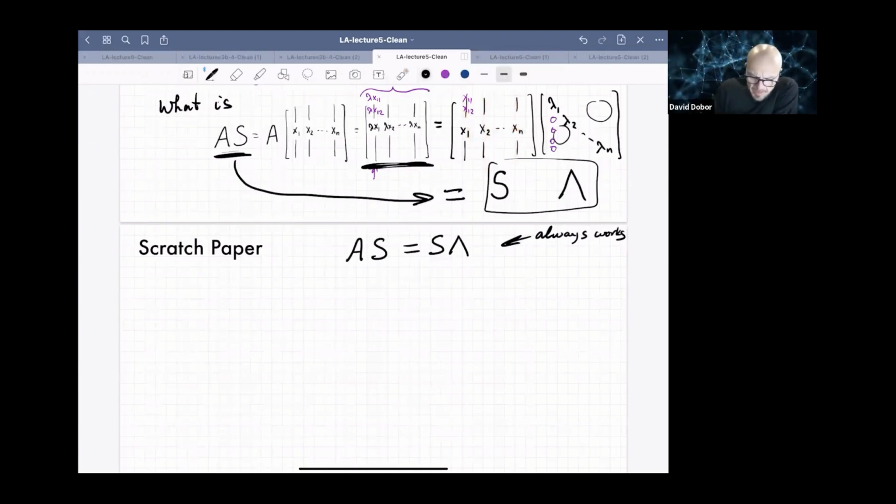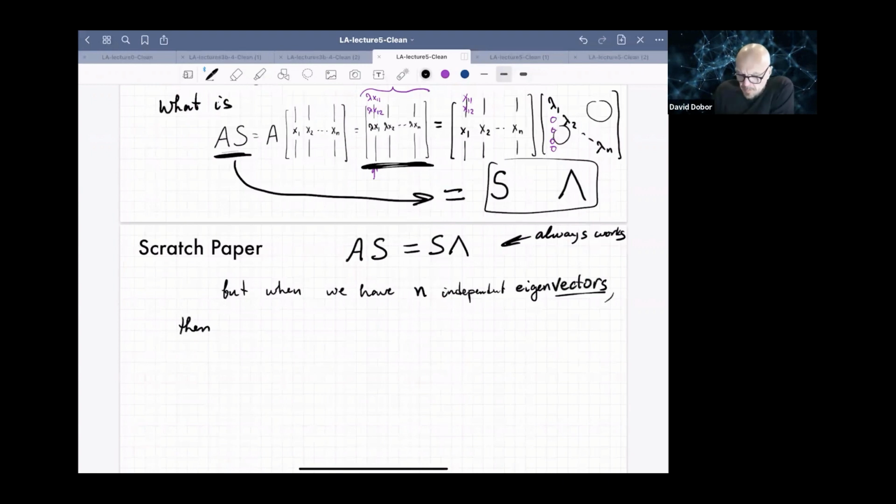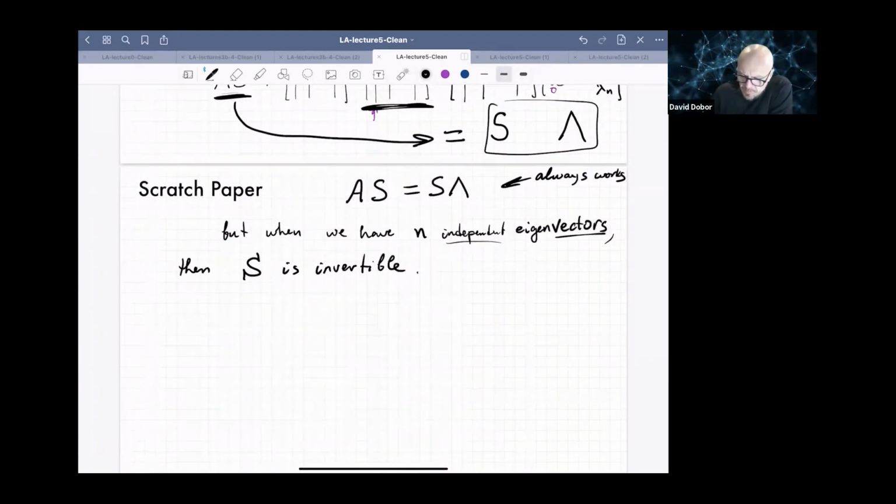Okay? But when we have n independent eigenvectors, then S is invertible because its columns are linearly independent. Invertible. And when this happens, I can multiply through by S inverse. So S inverse exists. Okay, so now let's multiply by S inverse.